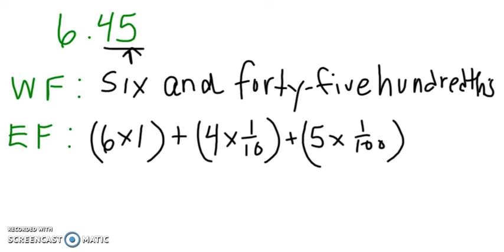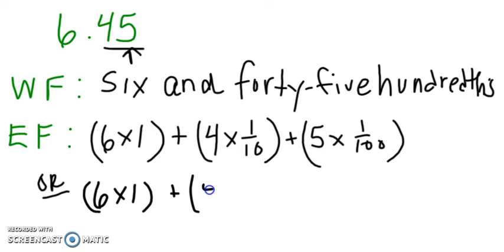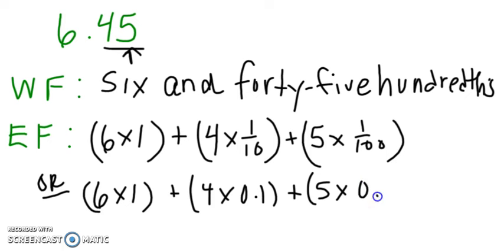Remember, the other way that you could do this is by using a decimal instead of a fraction. So I could also do it this way: 6 times 1 plus 4 times 1/10 plus 5 times 1/100. Either way would be acceptable, whether you choose to write it with the fraction or the decimal.